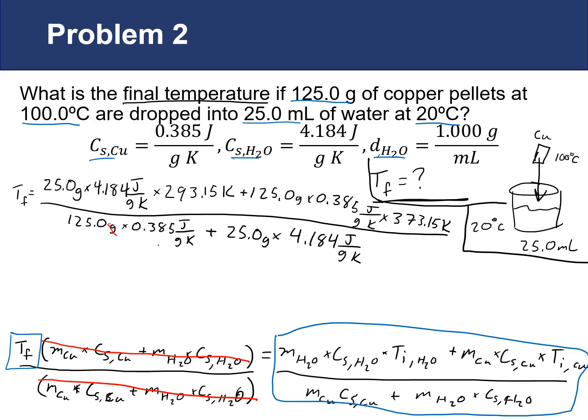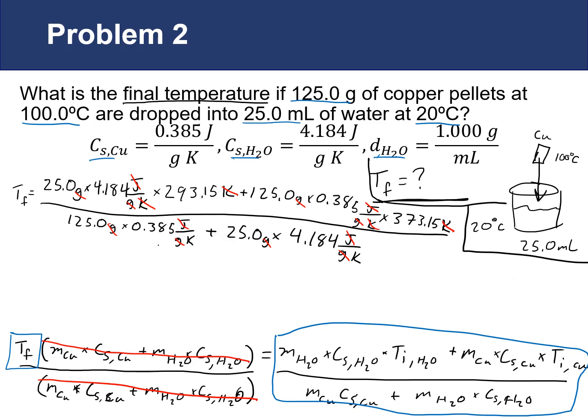Okay, before we come up with a number, let's take a look at our units. Gram cancels out gram, Kelvin cancels out Kelvin, gram cancels out gram, Kelvin cancels out Kelvin. Then we are left with joules on top, so the joules on top will cancel out the joules on the bottom. So we're left with 1 over Kelvin when we add everything together, and 1 over Kelvin is the same as Kelvin. So we're left with our final temperature in Kelvin.